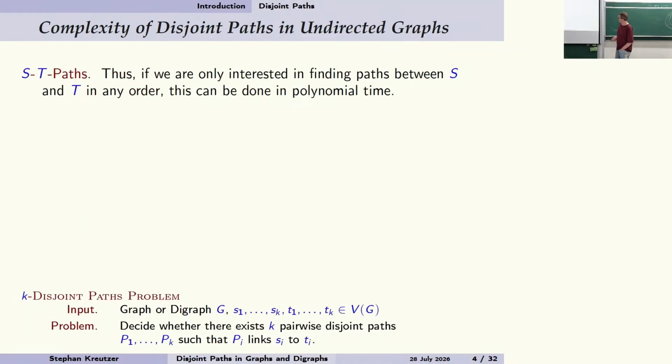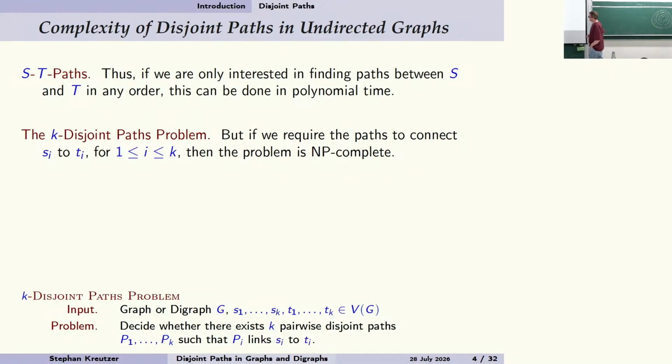But that's not exactly what we wanted, because in the original statement we were given a tuple, let's say, S1 to Sk and T1 to Tk, and we wanted the path Pi to link really the source number i to the target number i. Right? And that's not exactly what we got. And this problem is a little bit harder. In fact, it's significantly harder than just the Menger style question, can you go from the set S to the set T. And in fact, it's NP-complete, and I think this is one of the early NP-complete problems, if you get this as input.